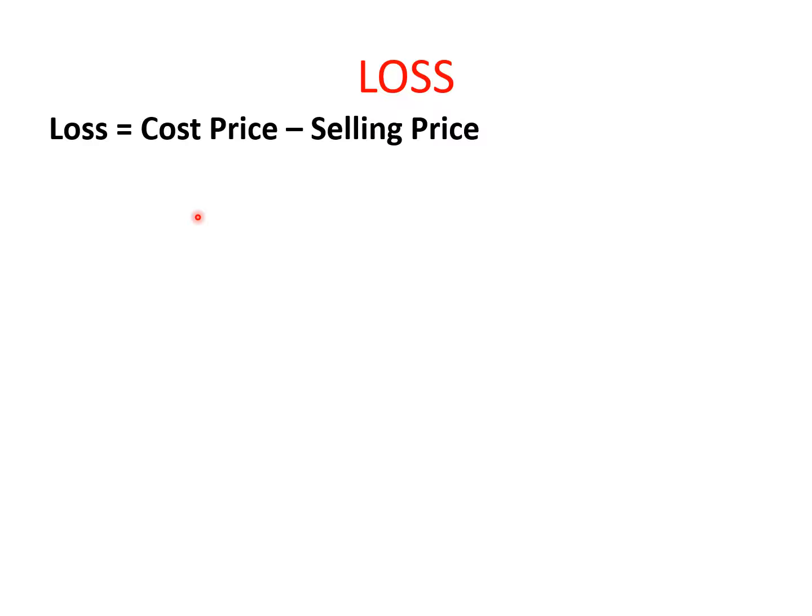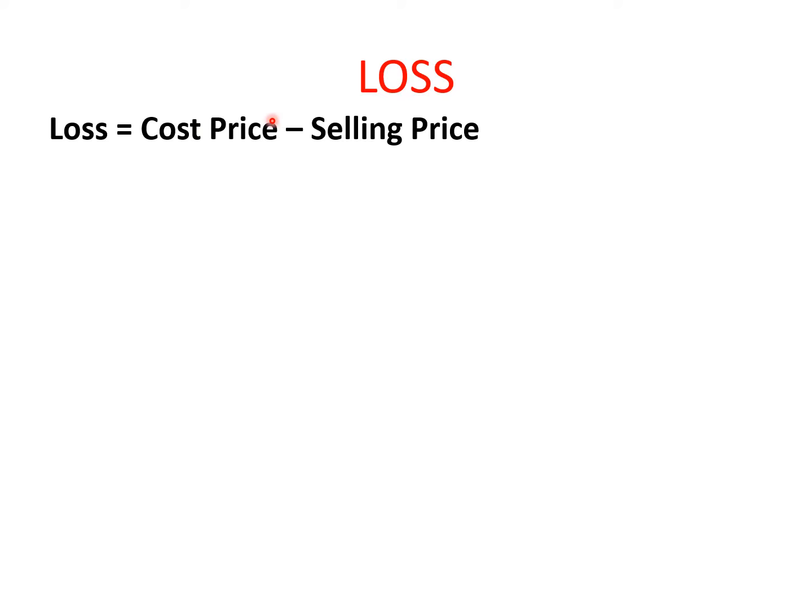So to get the loss, you take the cost price, because now it will be greater than the selling price. If I bought a hen at 50,000 and then I sell it at 45,000, now that is a loss.